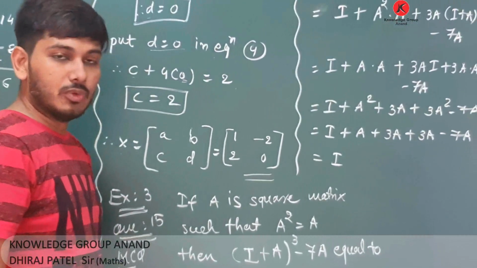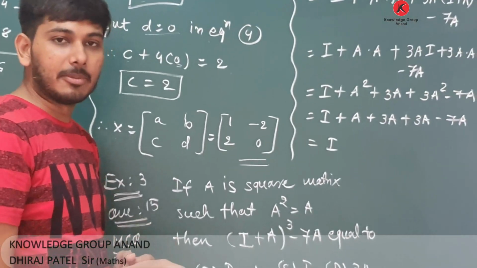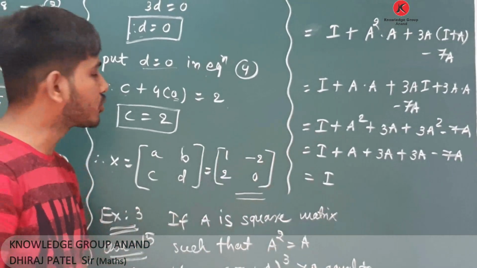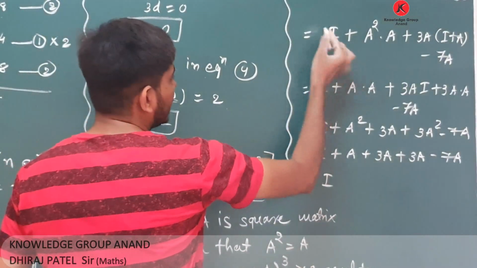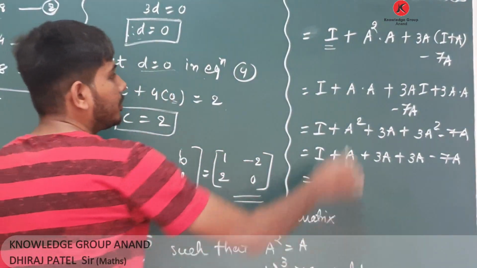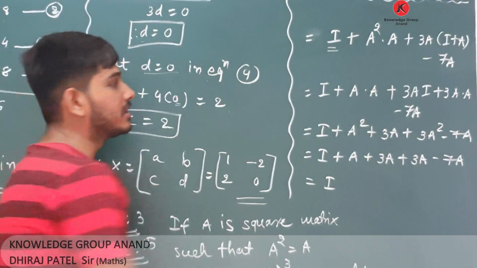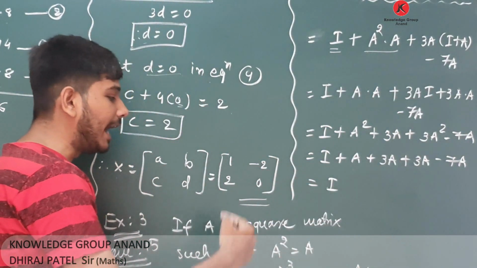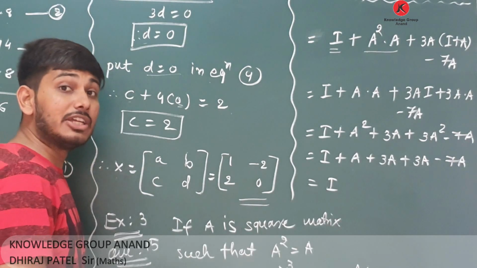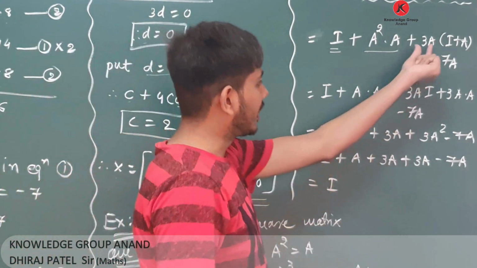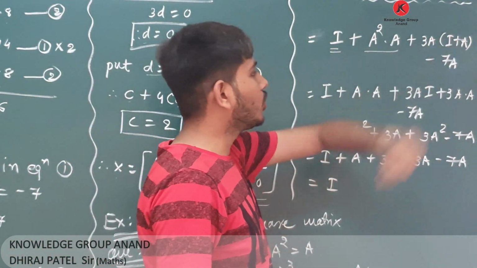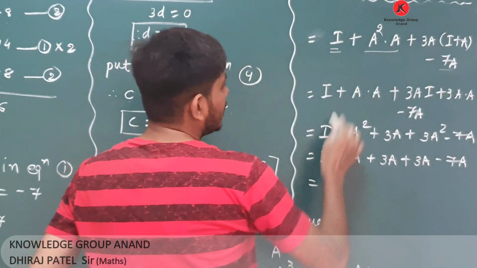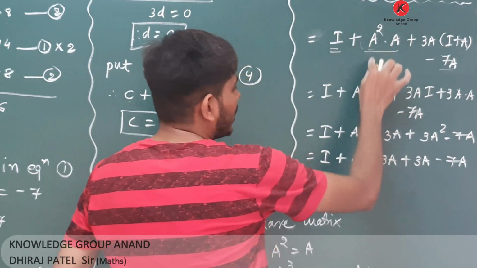Now, for I cube, we know that for the identity matrix, I square equals I, also I cube equals I. Therefore, we can write I cube equals I, plus A cube means A square into A, plus 3IA. What is I into A? That means A. We can write 3A into (I plus A) minus 7A. Now, what is A square? A square equals A.